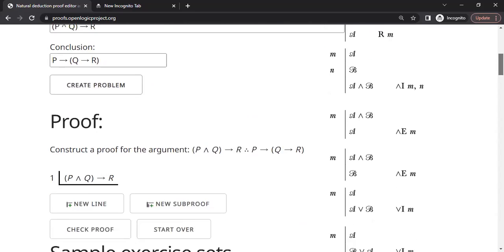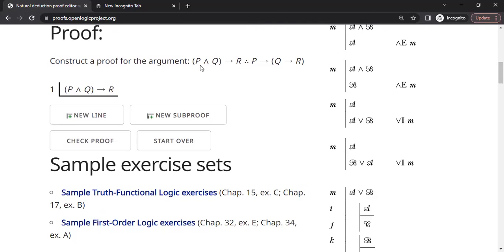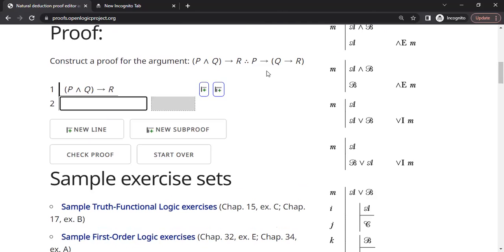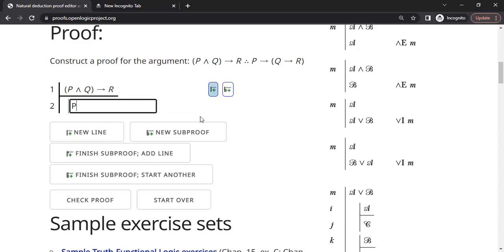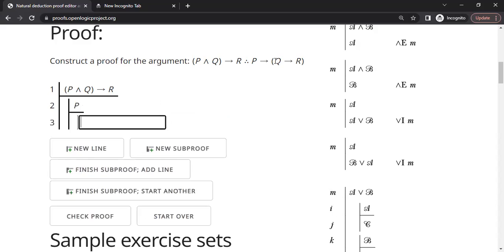Okay, now we need to start thinking about the proof. So the premise is P and Q implies R. What we do is we look at the right hand side. We have first P. That means we will make a new subproof for P as an assumption. And then we create another subproof because we have a Q here. So we create another subproof Q.